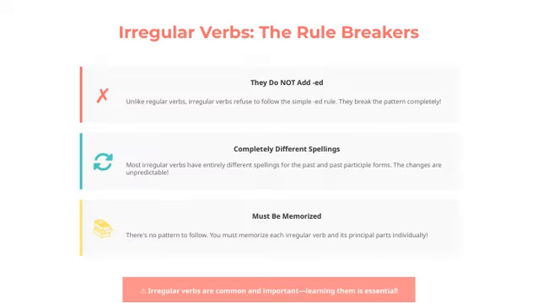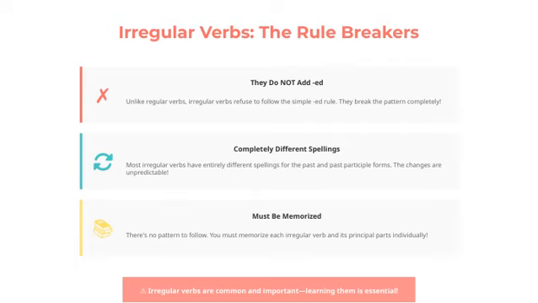Let's talk about irregular verbs, which I like to call the rule breakers. Unlike regular verbs, they do not add ed at the end in the past tense, so they refuse to follow that simple pattern we're used to. Instead, they break the rules completely. Most irregular verbs change their spelling entirely when we form the past and past participle. These changes can be quite unpredictable, so you can't rely on a set pattern here. That's why, to master them, you really need to memorize each verb and its different forms individually.